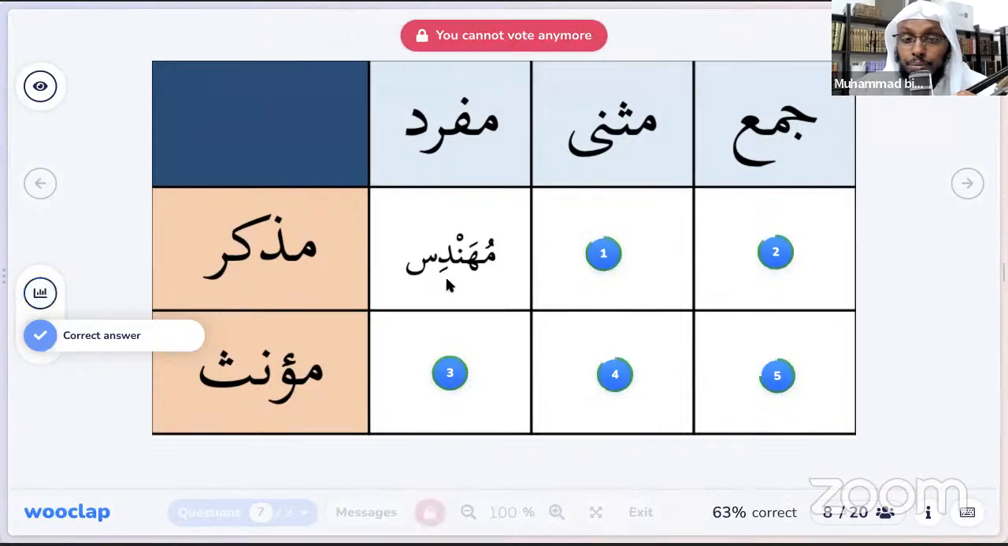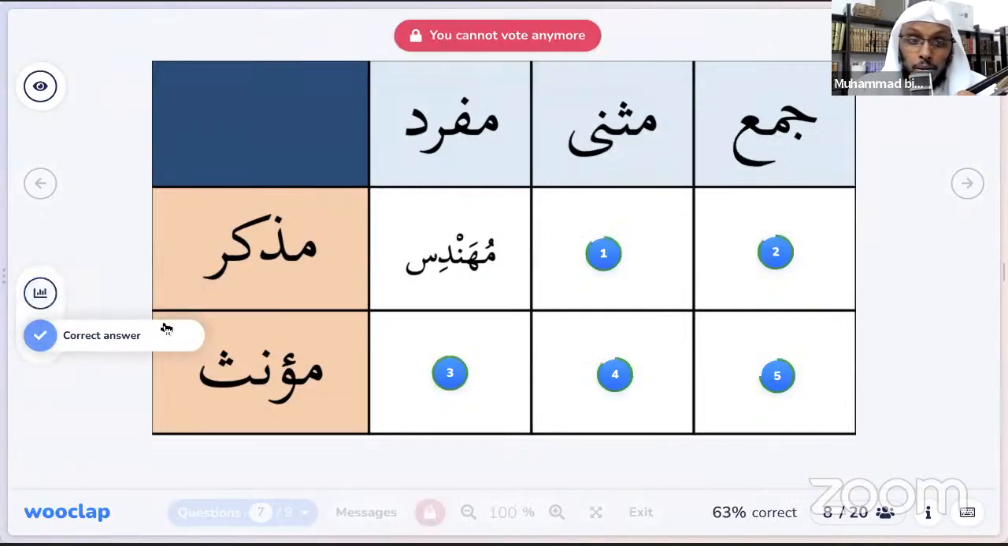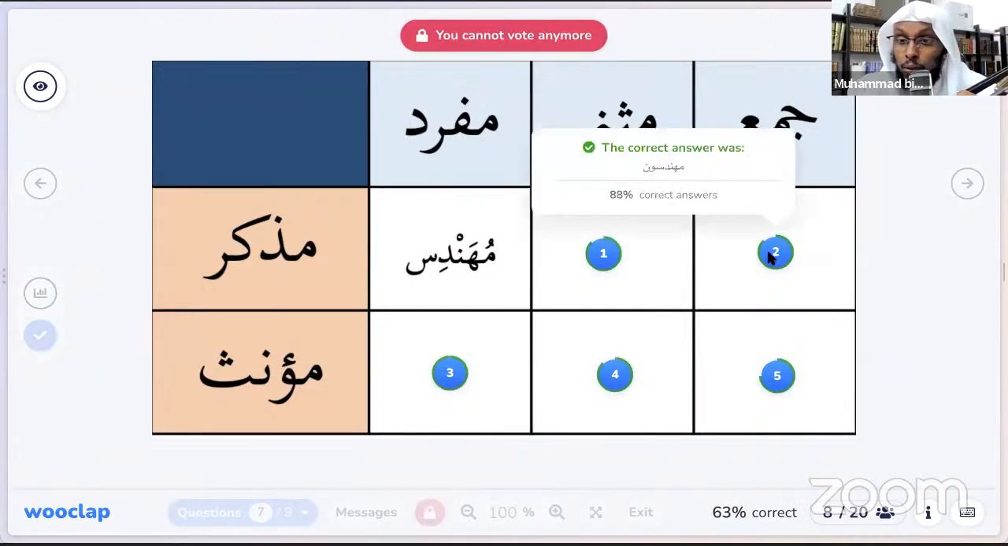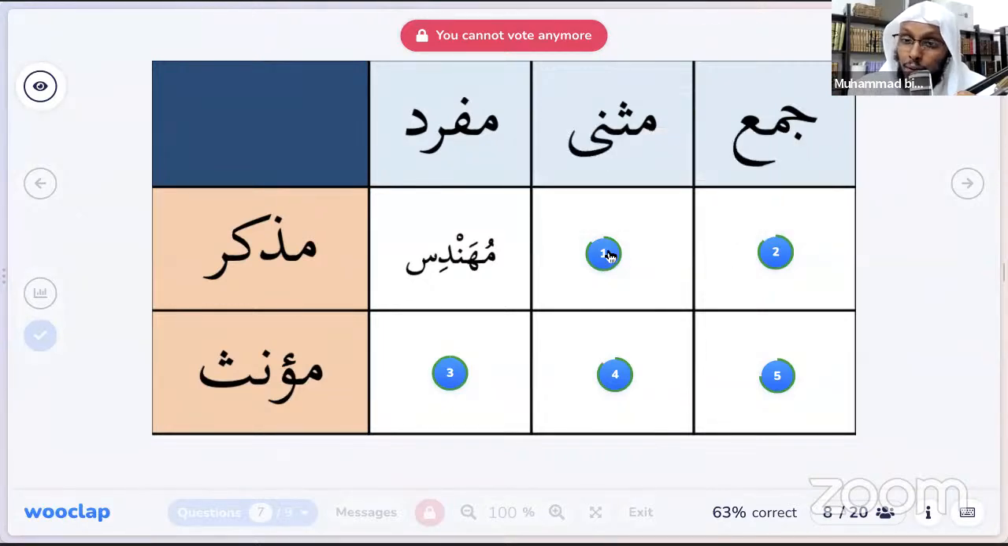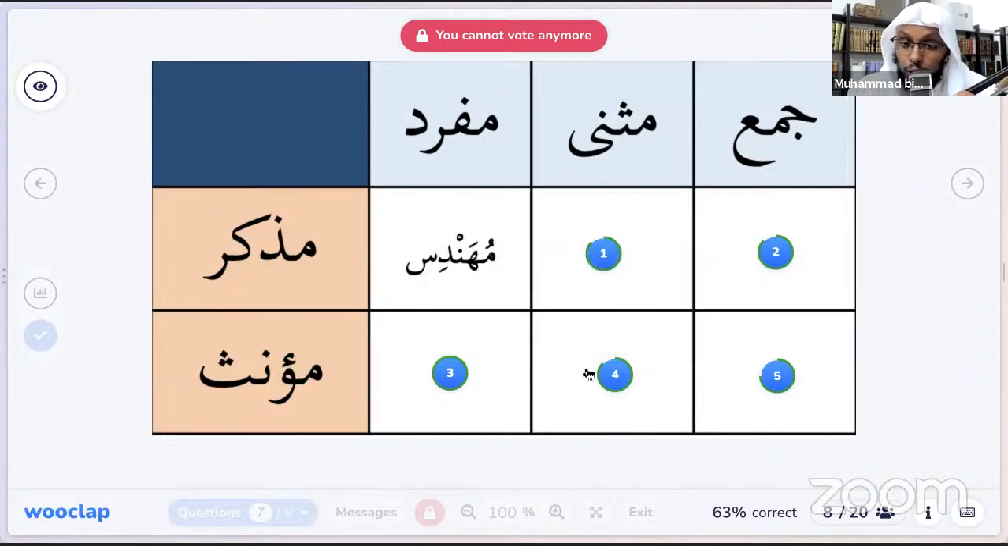Okay, bismillah. All right, so we have this one here. We have Muhandisani, 88% correct. I wonder what the wrong answer was. Nothing will show me. Then we have Muhandisuna, again 88% correct. Muhandisani, we add alif and noon. This one, we add a waw and noon: Muhandis, Muhandisuna. Then the Mufrad, we add a ta marbuta, obviously, Muhandisa, 100% correct, mashallah.